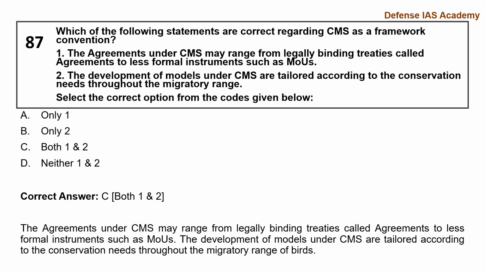The agreements under CMS may range from legally binding treaties called agreements to less formal instruments such as MOUs. The development of models under CMS are tailored according to the conservation needs throughout the migratory range of birds.